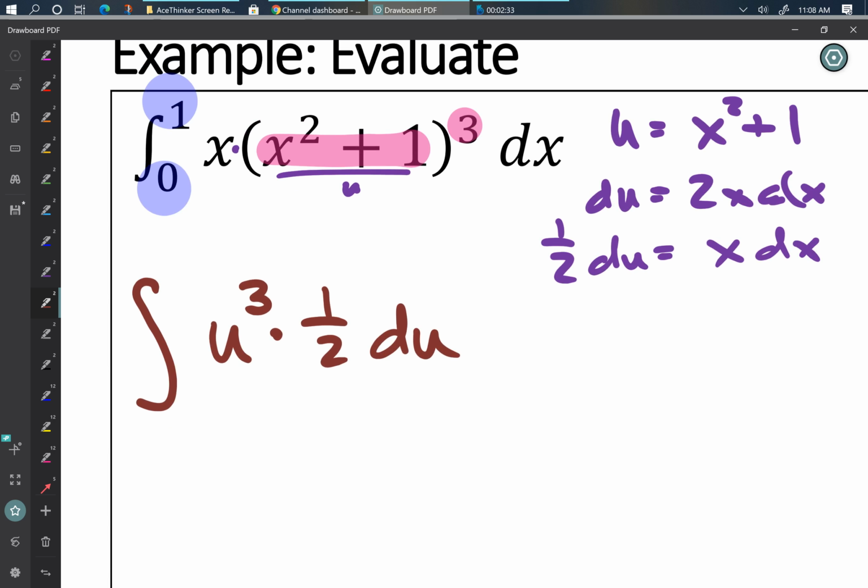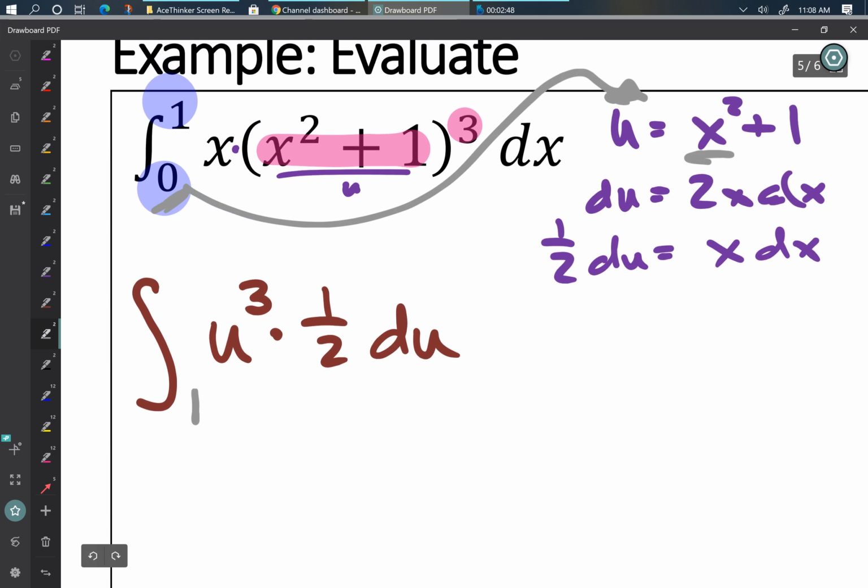The old lower limit of integration was 0, but if I take that 0 and plug it into my u statement for x, I get that the new lower limit for u is 1. And where did that come from? I took the 0, plugged it in for x right here. 0 squared is 0, 0 plus 1 is 1. I'm going to find my new upper limit by taking the old upper limit again and plugging it in for x, and I'm going to get that the new upper limit is 2.